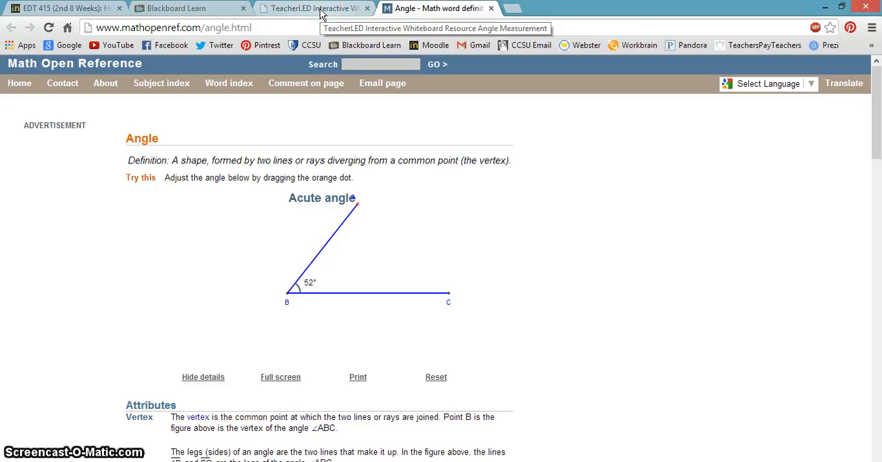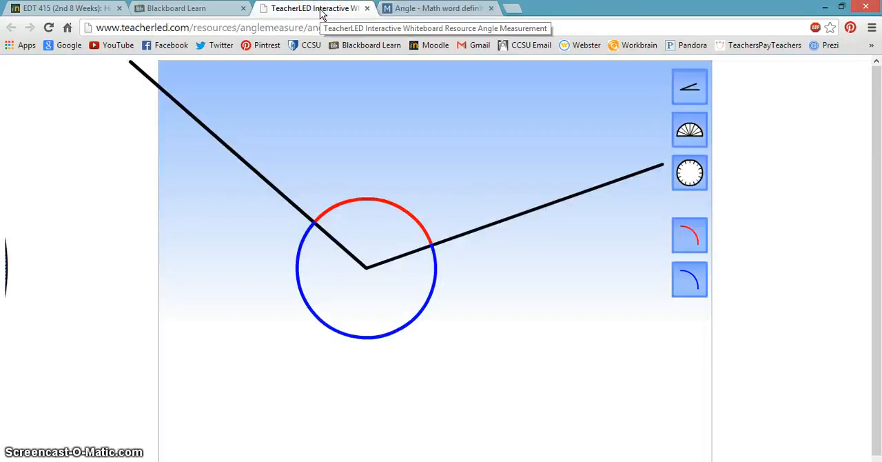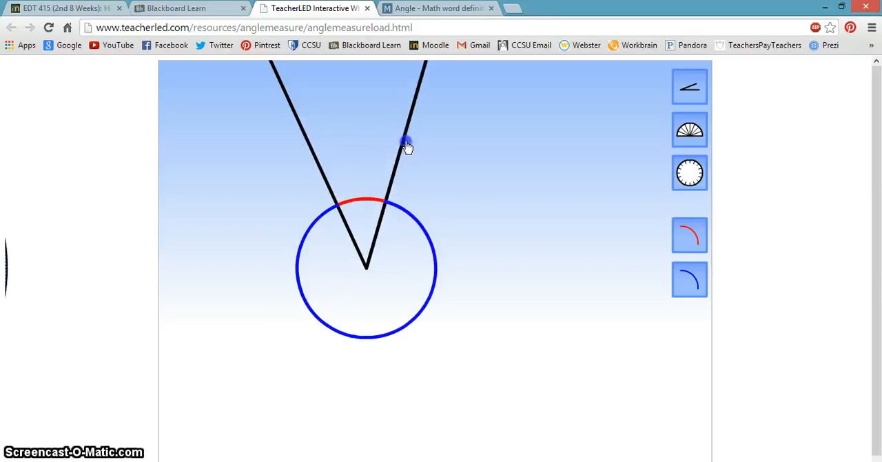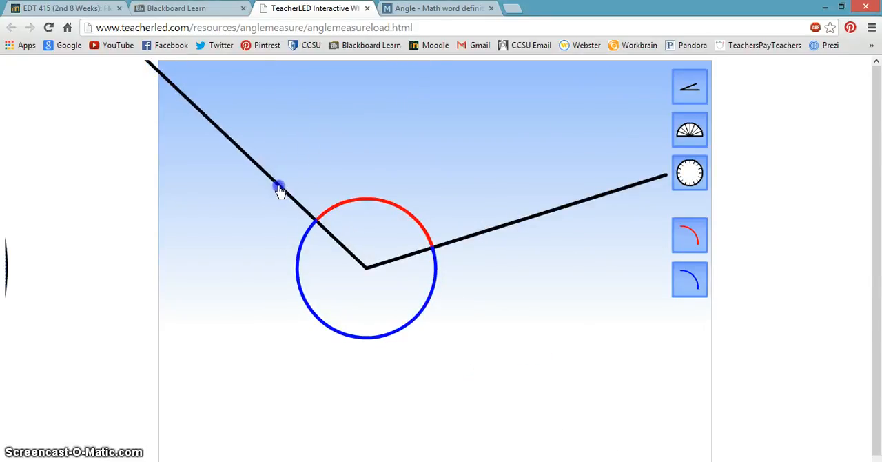The next website that I used is this one. It's called the Teacher LED Interactive Whiteboard. It's another great tool for this lesson because you can move not just one, but both of the legs on the angle, which is awesome. So you can make your own angle, completely your own.